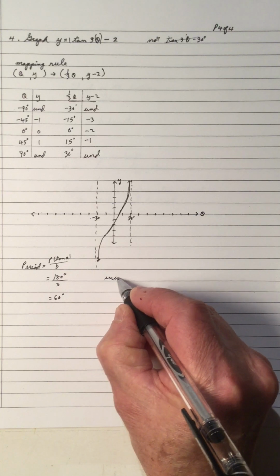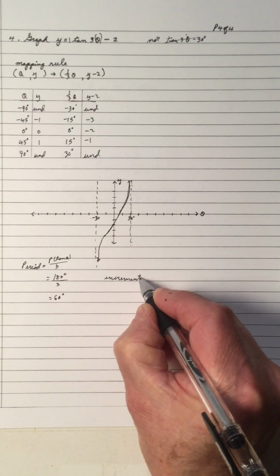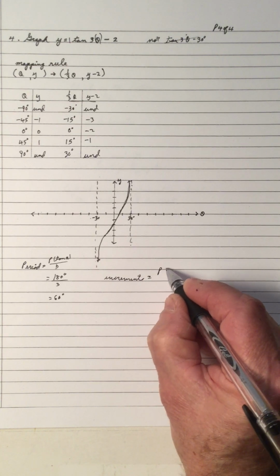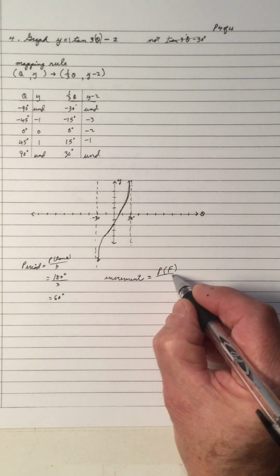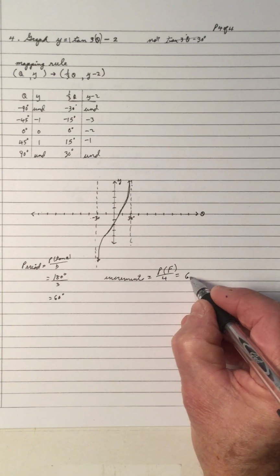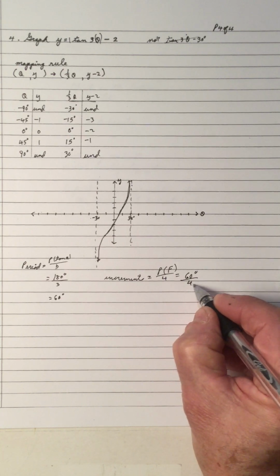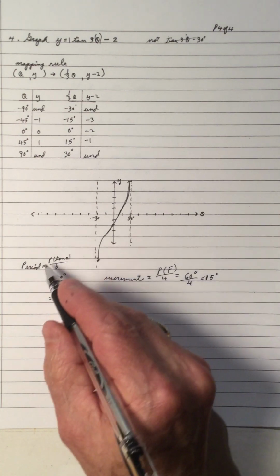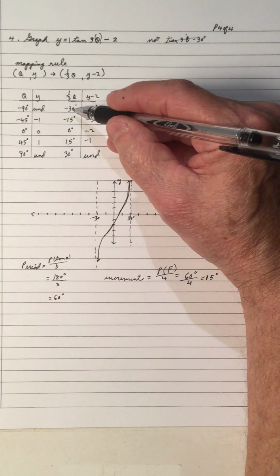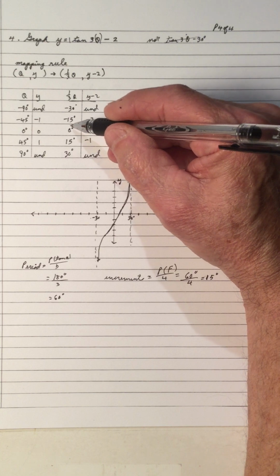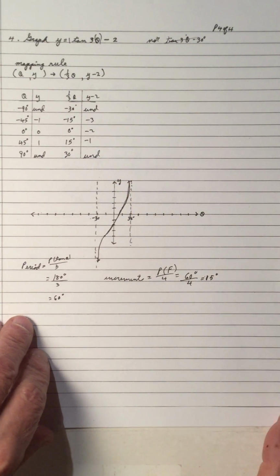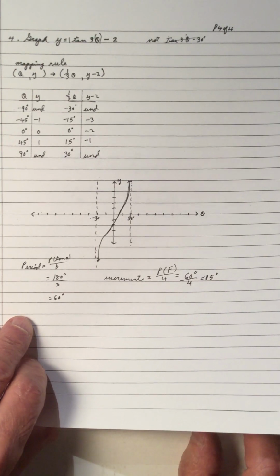And the increment is the period of the function divided by 4. So the period of the function is 60 divided by 4. So the increment between these values in your table is 15. So you can see 15 is the difference each time. So that's how I graph using the mapping rule.